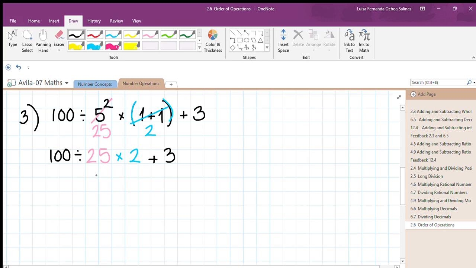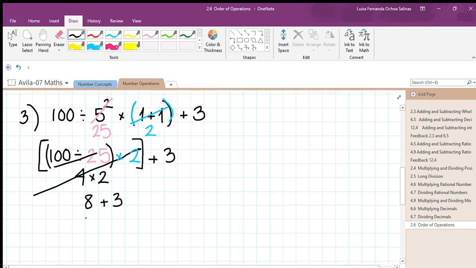Okay, so now I have it without brackets and without indices. Now I only have to do multiplication and division in the order they appear. So which one am I going to do first? I'm going to do this 100 divided by 25 first, and then whatever I get there times 2, and the final thing that I'm going to do is plus 3. So 100 divided by 25 is going to be 4, times 2, which is going to be 8. So cross all of these out, 8 plus 3, and my final answer is 11.